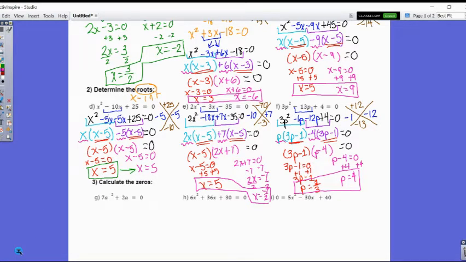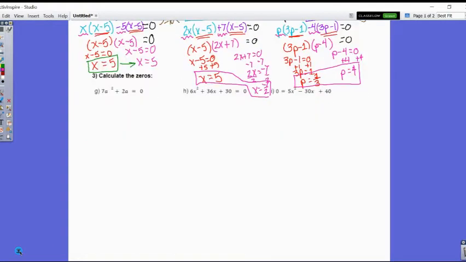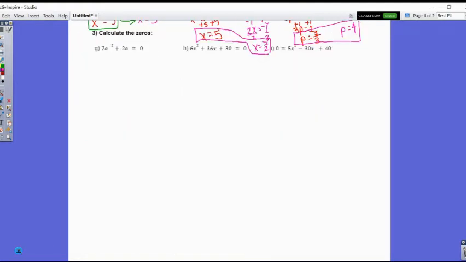When we come down to question number 3, the directions here want us to calculate the zeros. And when you think about zeros, I need you to be thinking about the x-intercepts, which means that I need you to be thinking about the roots, which means I need you to be thinking about the solutions. They're all the same thing. It's a very, very similar process.